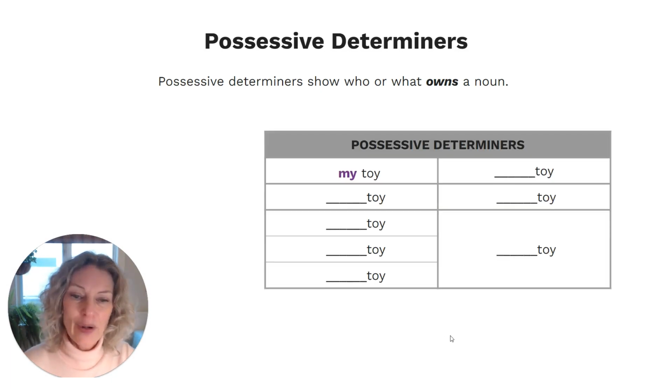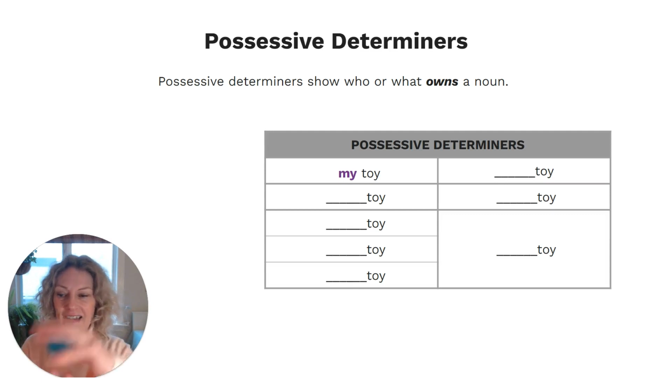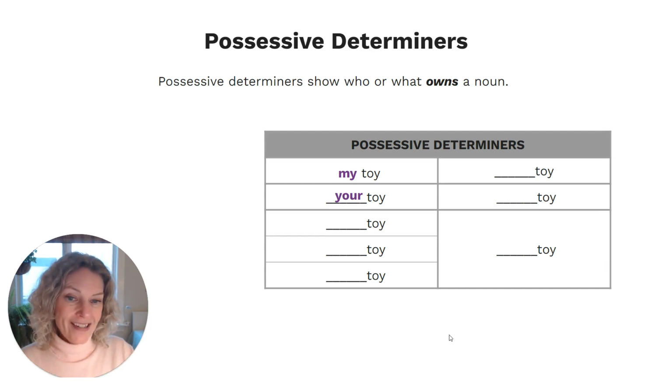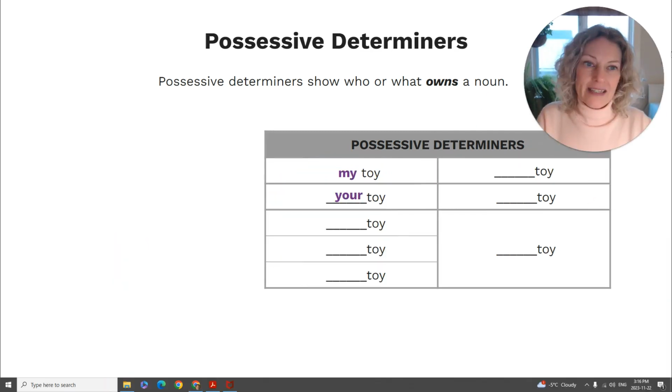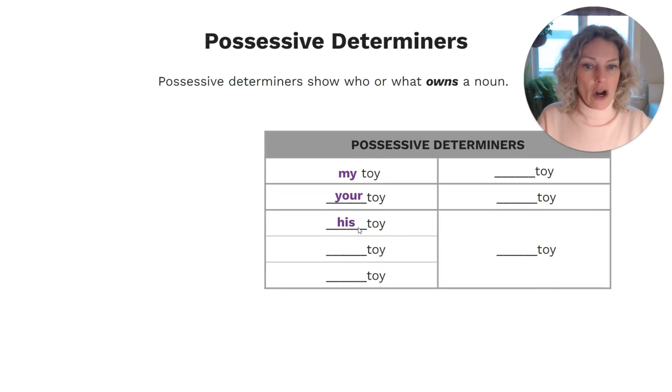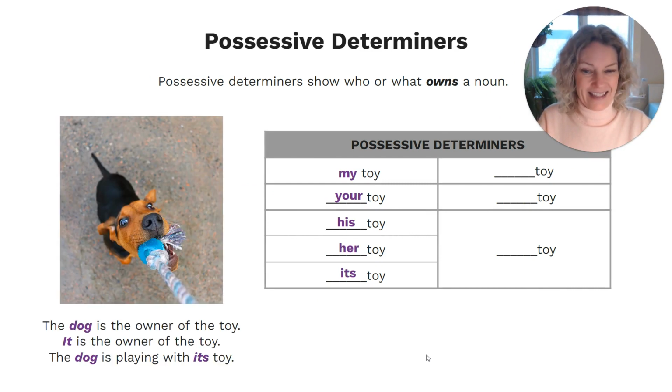So for example, I could say, this is my toy. This toy belongs to me. I'm the owner. Your toy is the determiner that we would use to talk about something that belongs to you. For third person singular, the determiners are his, her, and its.